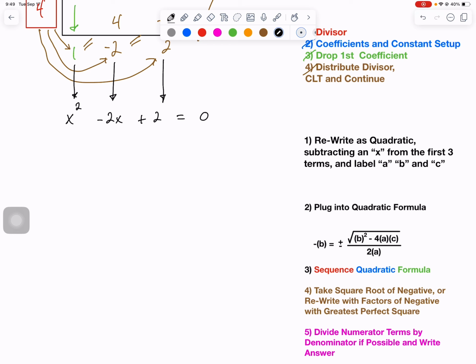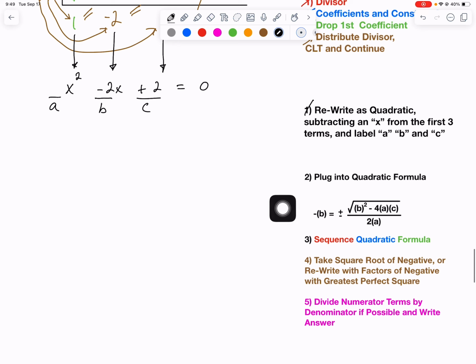All right, now we need to label our a, b, and c. Our a is the coefficient of x squared, so that equals 1. Our b is the coefficient of x, so that equals negative 2. And our c value is 2, so we've done number 1.